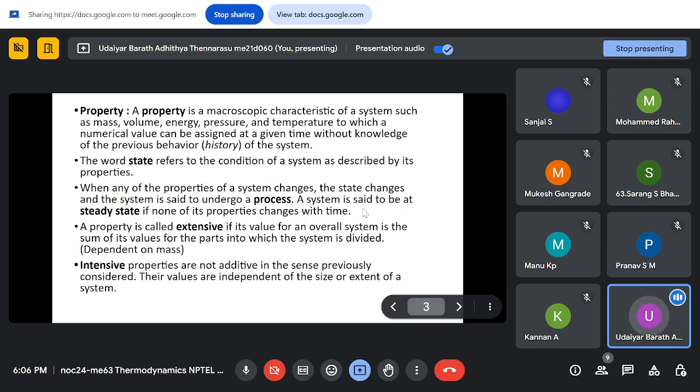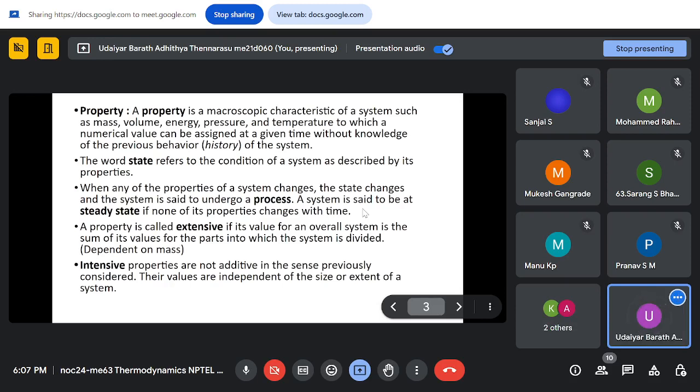Now, when do you say a system is in a steady state? You say a steady state when your system doesn't change with time. So your property, if you take it, will not change with time, it will not vary with time. In that case you will say that your system is in steady state.